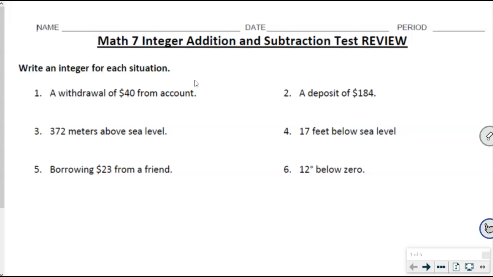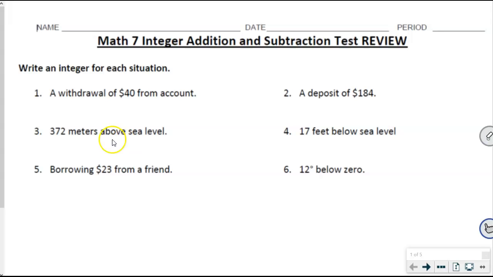Tanner? I could write a whole number, but what if it is something like 307 meters below sea level? Does writing a whole number work there? What should we write? A negative whole number. Remember what integers are. Integers aren't just whole numbers. They're whole numbers, negative whole numbers, and zero. So we do need to make sure that we understand what an integer is.